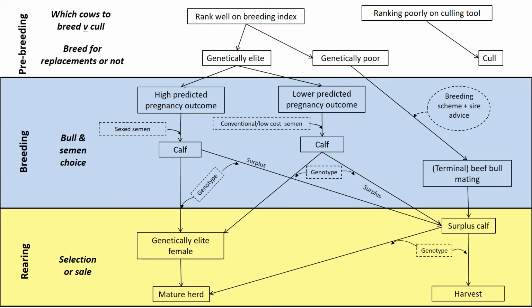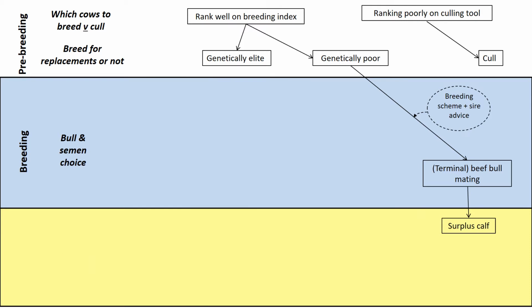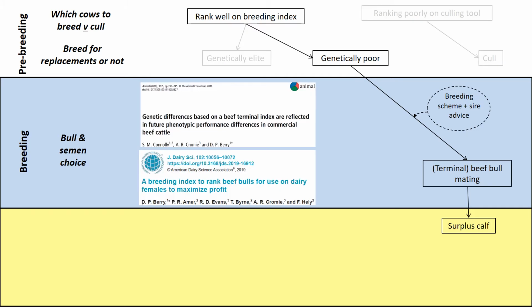So back to our big schema again. Let's focus now on this: we've identified animals based on our breeding index that are genetically inferior, so we do not want to breed replacements from them, be that dairy replacements or beef replacements, so we will mate them with a terminal beef bull to produce surplus calves. And there are many indexes available. There are indexes in beef to identify beef bulls suitable for producing terminal calves, but more recently we're also seeing indexes that rank beef bulls for suitability for mating to dairy females.